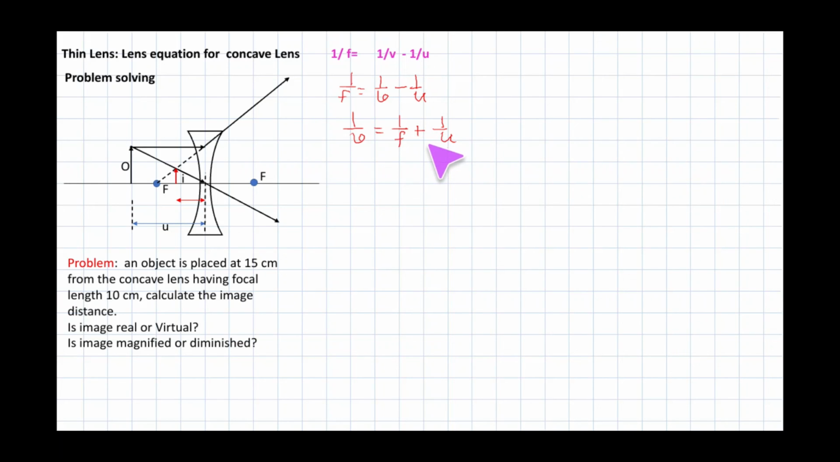So remember, sign conventions are most important. When we put the value of 1 upon f, remember this is a concave lens, and that is why its focal length is given as 10 centimeter, but actually it is minus 10 centimeter, plus 1 upon u. The object distance is 15 centimeter, but it is to the left, so that is minus 15 centimeter. So therefore that is equal to minus 1 upon 10, plus minus, it becomes minus 1 upon 15.